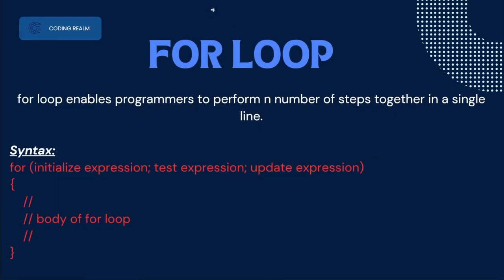For loop. The for loop in the C programming language is a repetition control structure that allows programmers to write a loop that will be executed a specific number of times. The for loop enables programmers to perform n number of steps together in a single line. This is the syntax of the for loop. We have the initialization expression, test expression, and the update expression. And we have the body between the braces.